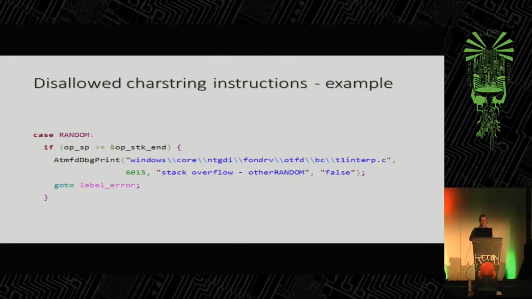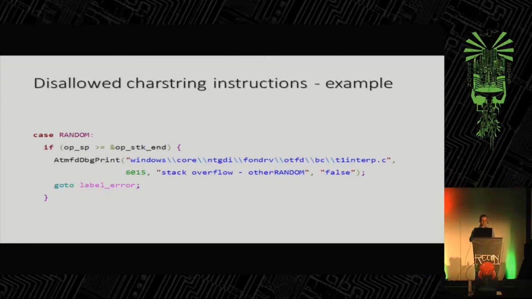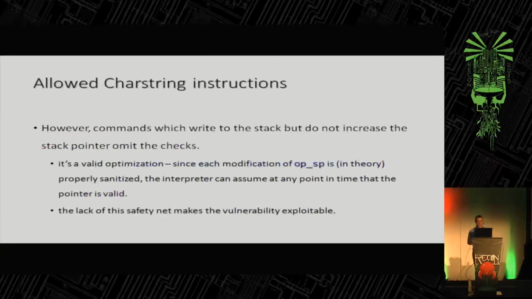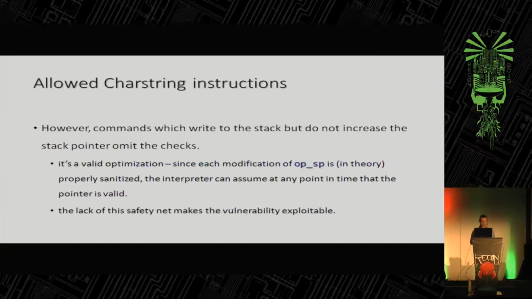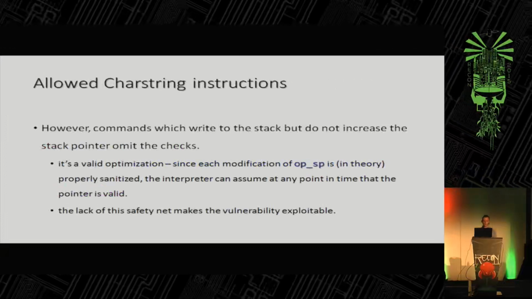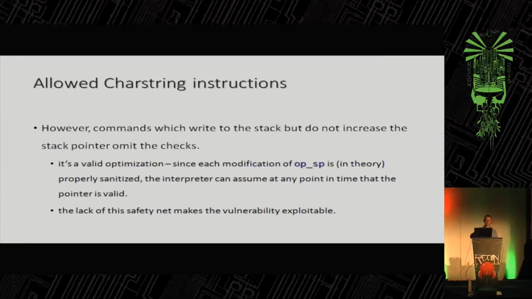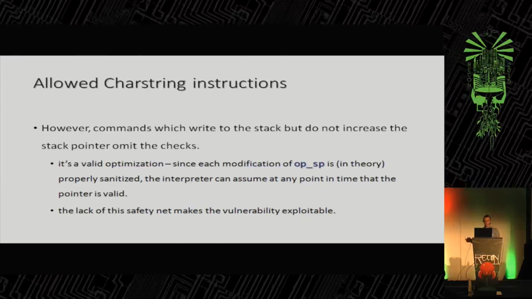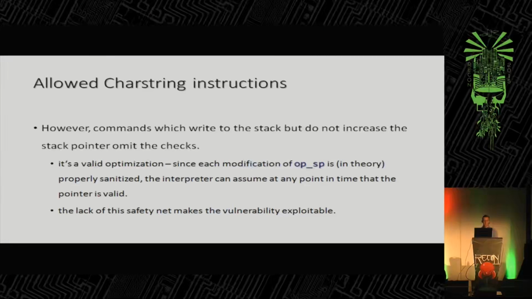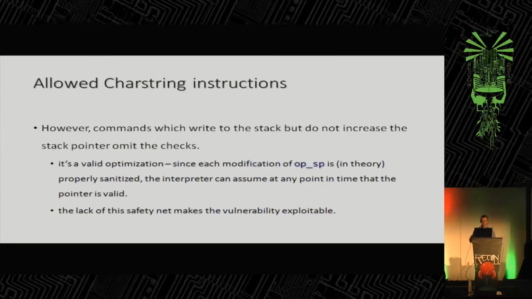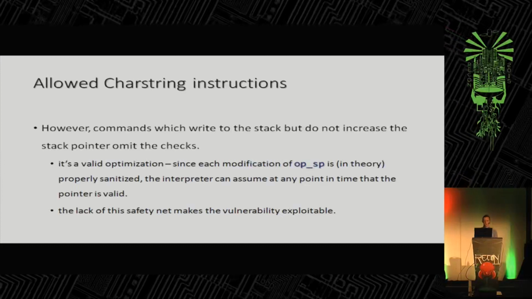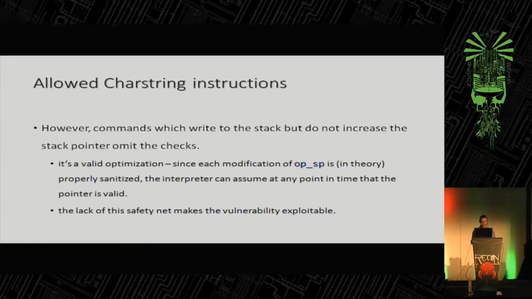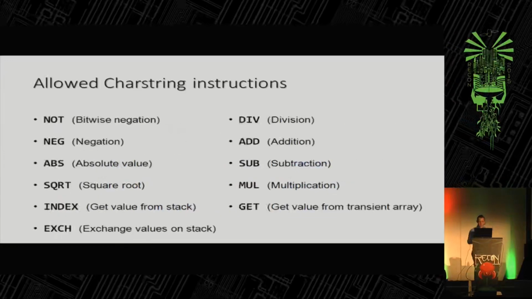So here is an example. Basically, you can see that the first thing that the random implementation does is that it checks whether the OPSP is not larger than the end of the stack. And if it is, it just aborts. However, we're not really lost in this situation because there are some commands which write to the stack but do not increase the stack pointer, because they also pop some values from the stack before that. In case of those instructions, they actually don't check the OPSP pointer at all, because they don't really have a reason to do it. If all of the instructions that do increase it check for the condition, in theory it should also be fine in cases of those instructions that don't increase it. So the lack of this safety net basically makes this vulnerability exploitable.